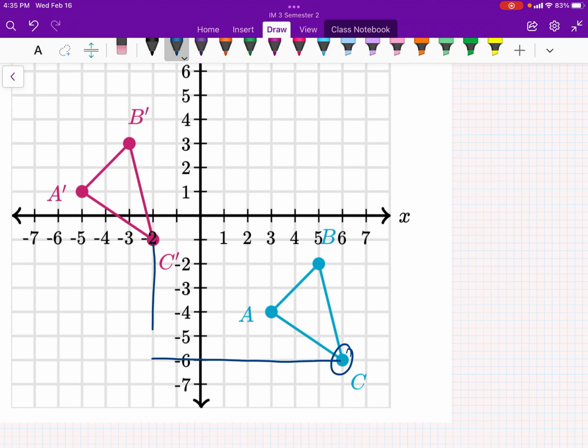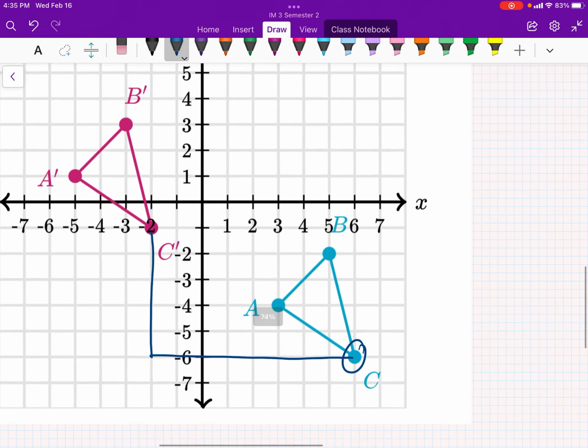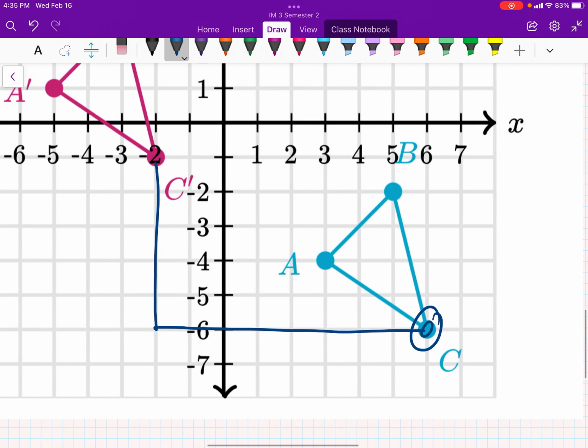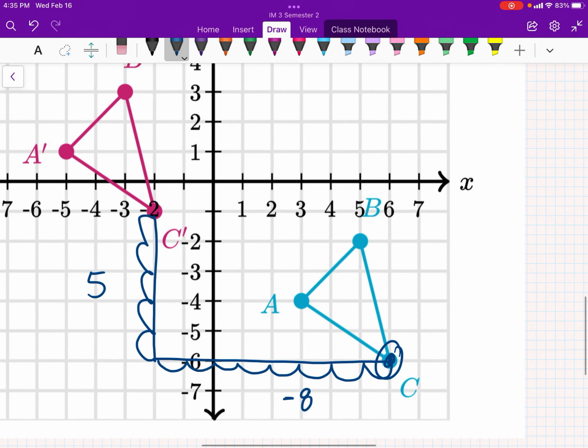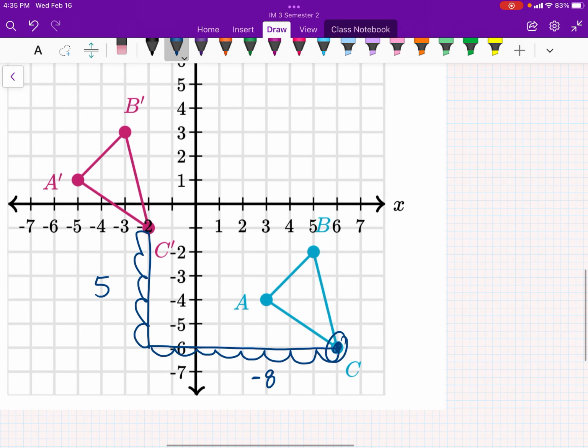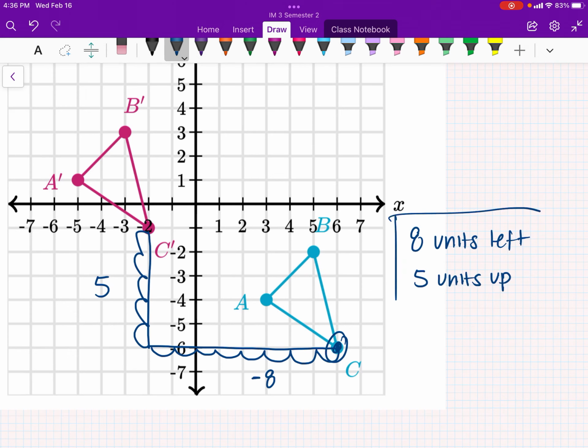And I want to go ahead and see how much we're moving from one direction to the next. So from this point here, I'm going to move 1, 2, 3, 4, 5, 6, 7, 8. And this is to the left. And then up 1, 2, 3, 4, 5. 5 units up. So if we want to go ahead and describe, in this case, transformation here, we're going to go ahead and go 8 units left and 5 units up. And that would be our answer.